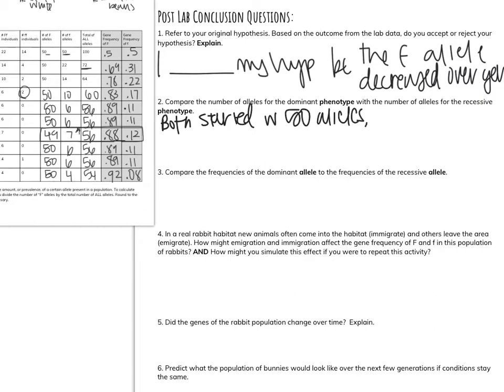But over time, what happened? The big F allele stayed constant because they weren't dying. They were reproducing and passing on that big F allele to their offspring. But the number of little f alleles decreased because little f individuals were dying off.